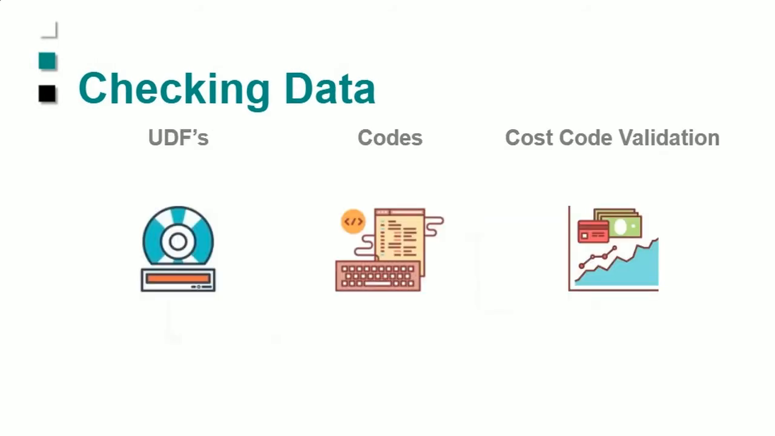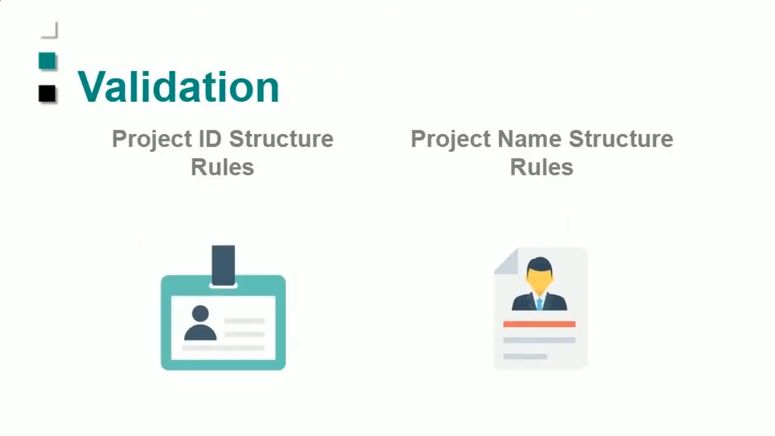Now, it checks a whole variety of things. So you can check UDFs, codes, cost codes. It'll check different validations that you can administer. So different ID structures if you've got naming conventions. So it will warn you of those so that you can give the feedback that they're not adhering to some of the standards, okay?